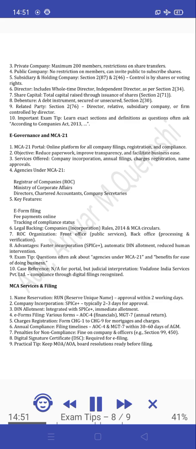MCA services and filing. 1. Name reservation. RUN, Reserve Unique Name. Approval within 2 working days. 2. Company incorporation. SPICe Plus. Typically 2 to 3 days for approval. 3. DIN allotment. Integrated with SPICe Plus, immediate allotment.